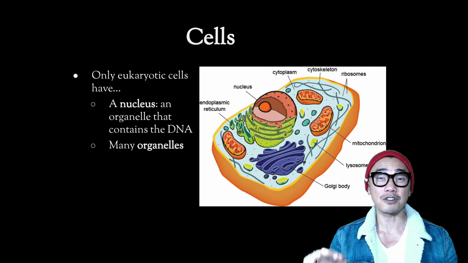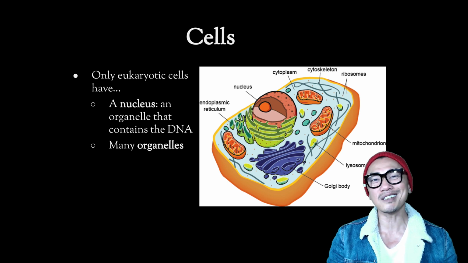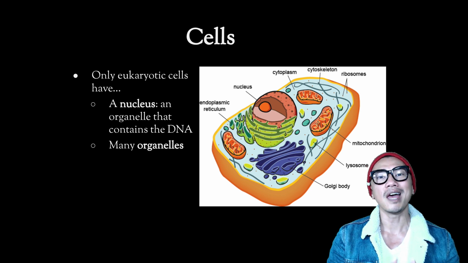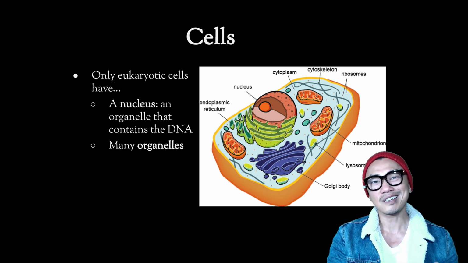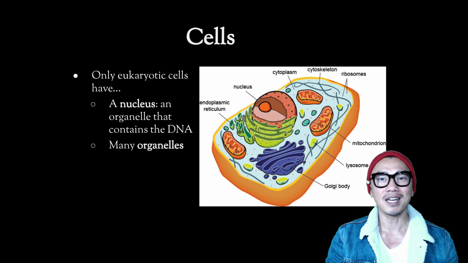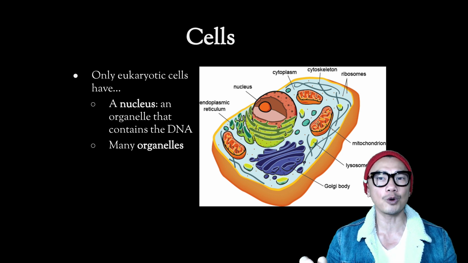Eukaryotic cells differ from prokaryotic cells because they contain a nucleus and other membrane-bound organelles. The nucleus contains the cell's DNA and is basically the cell's control center.